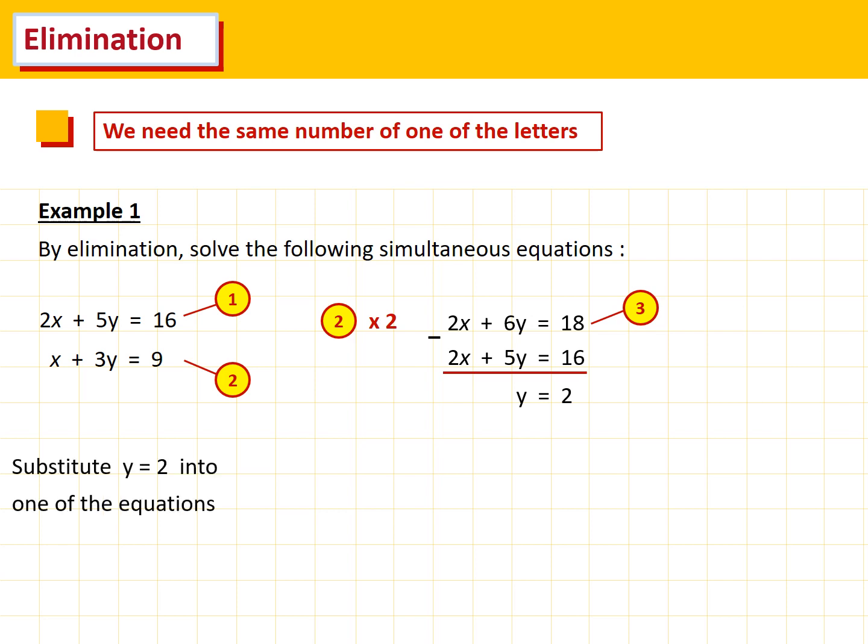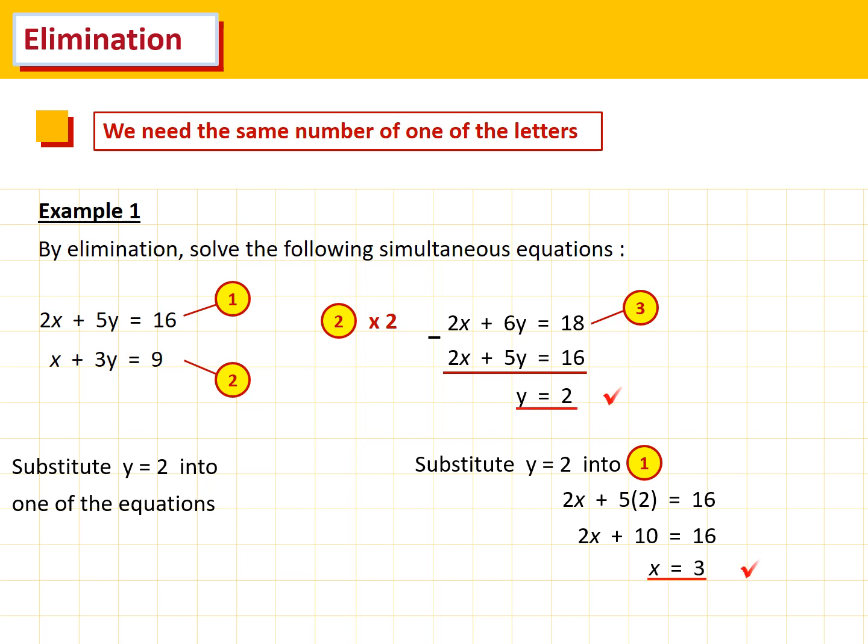We then substitute that back into one of the equations to find our x value, substitute it into equation 1. You could have used equation 2 if you wanted, but I've chosen equation 1. And that becomes 2x plus 5 lots of 2 equals 16. So that's 2x plus 10 equals 16, and that gives us x equals 3. So we think those are the right answers. Now we're going to check.